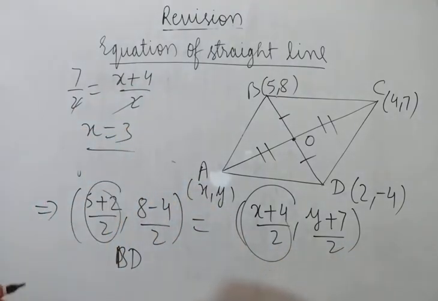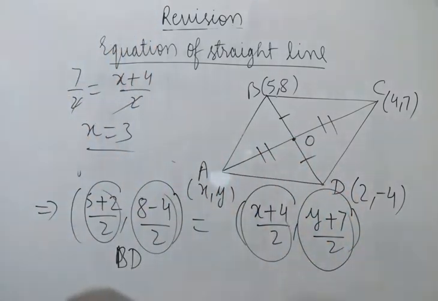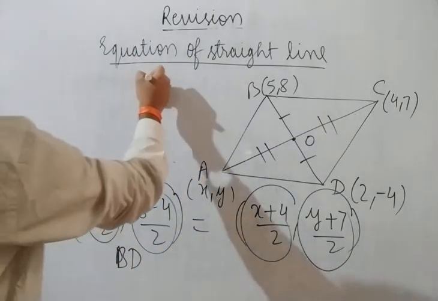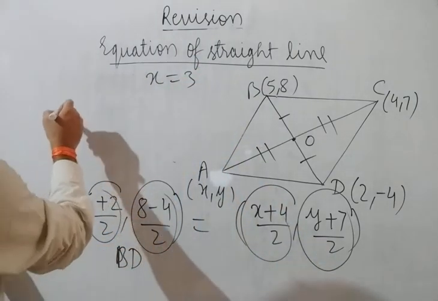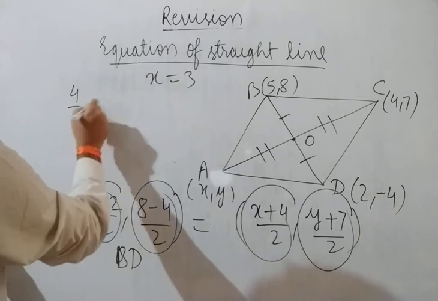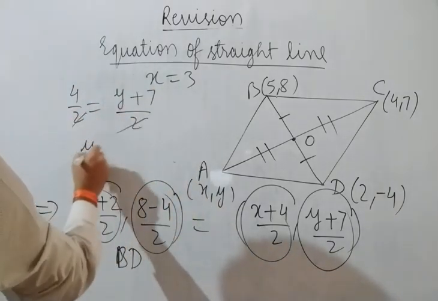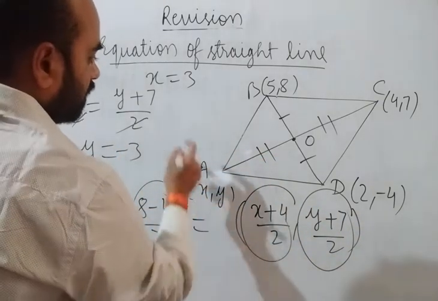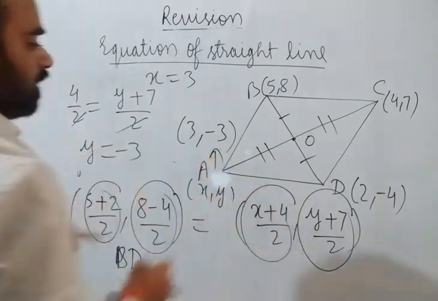Correct? Now next, 8 minus 4 by 2 and y plus 7 by 2. X is 3, done. Next one is 8 minus 4 by 2, it means 4 by 2 is equal to y plus 7 by 2. That is y will be -3. So the coordinates of x, y will be 3, -3. So this is A.